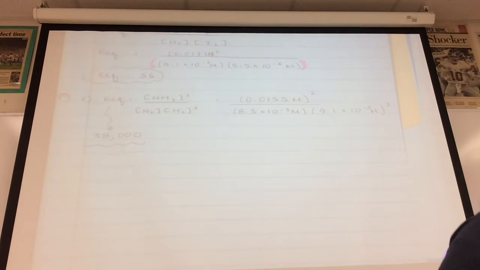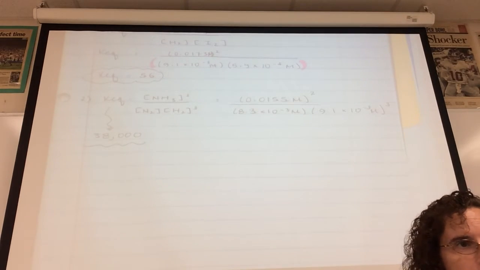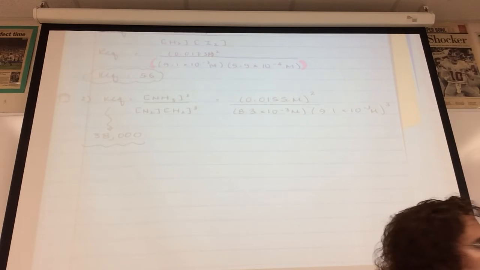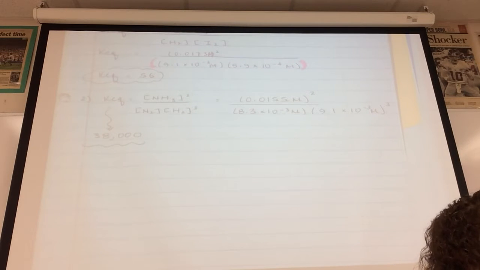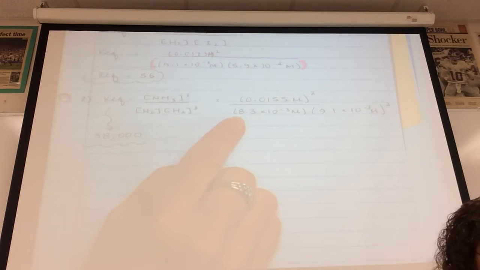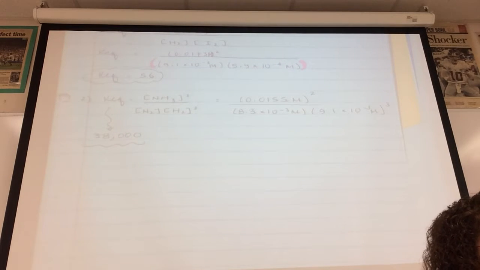All right, calculating KEQ looks pretty good. I can't do it with my calculator. Wait, is that an approximate answer? Well, you get 38,411, but you need 2 sig figs.